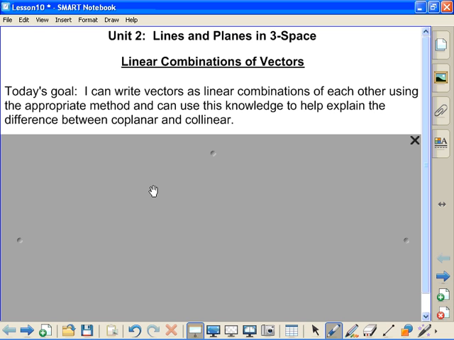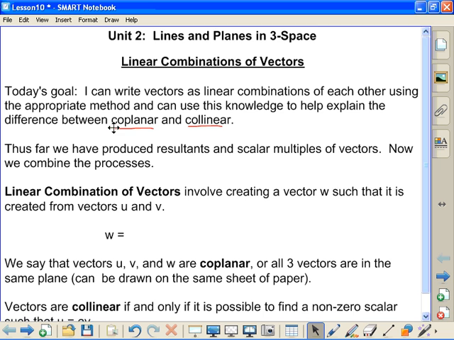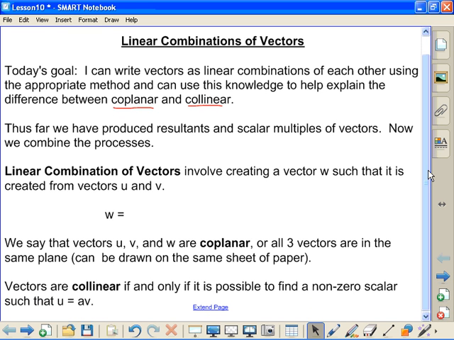Okay, so those are two major concepts, and you need to be able to explain what each is and explain the difference between them. All right, the rest of the note you have in front of you, so let's just go through that quickly. We've been worried about resultants and scalar multiples of vectors. So far we've just been adding two or three vectors together. Now we want to combine the two processes that we've talked about. So linear combinations of vectors, so here's your definition, involve creating a vector.